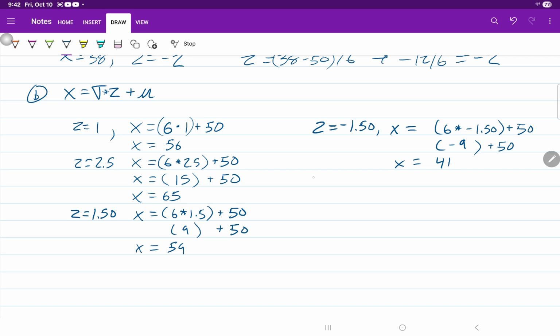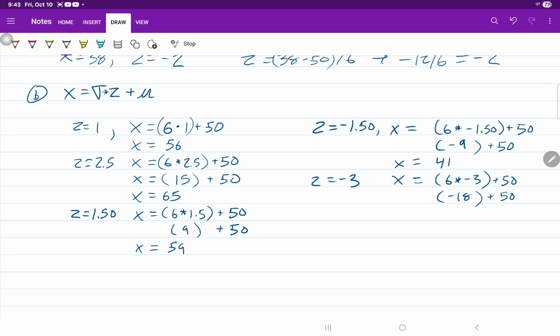All right, the next one, z was equal to negative 3. So x equals 6 times negative 3 plus 50. 6 times negative 3 is negative 18.